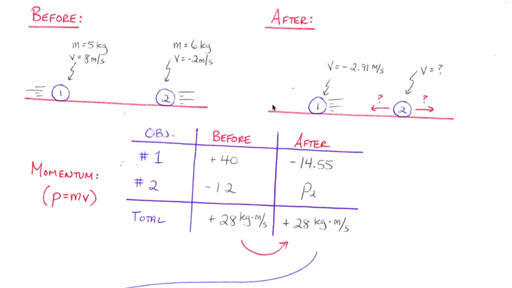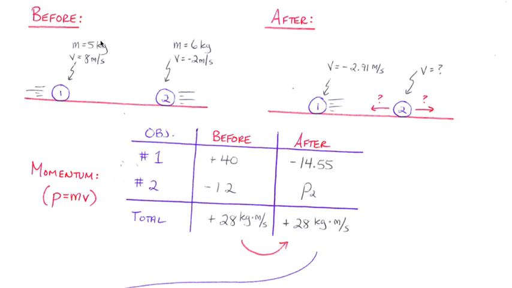Object 1 bounces off and travels backwards at 2.91 meters per second, and you want to figure out what's going on with the velocity of the second object. Again, if we calculate momentum prior, 5 times 8 gives me 40. 6 times negative 2, negative because it's traveling to the left, gives me negative 12. So the total momentum before is plus 28 kilogram meters per second, and thanks to the law of conservation of momentum, that must be my total momentum afterwards.